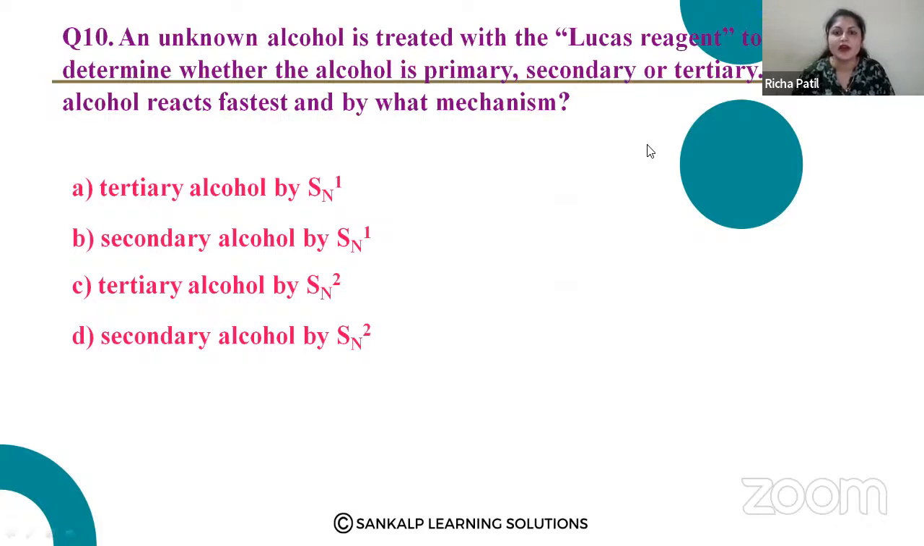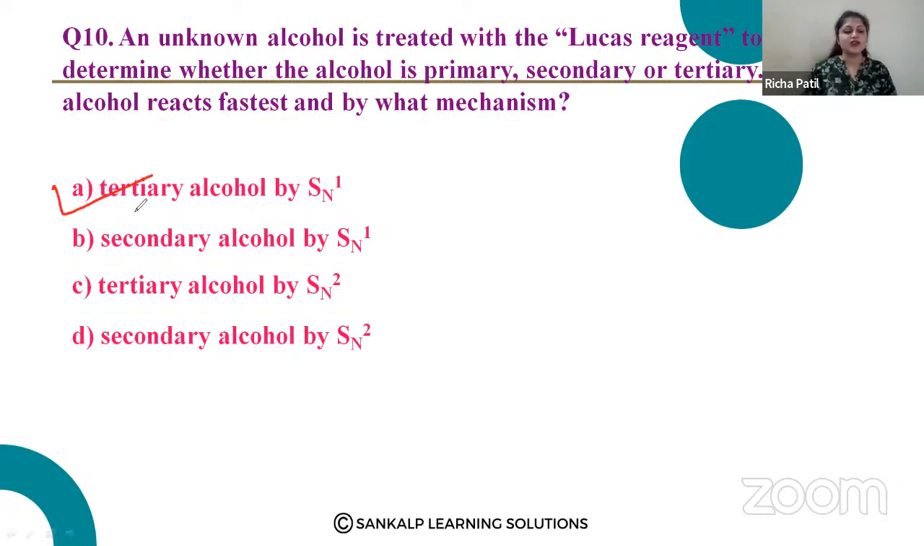Now next: an unknown alcohol is treated with the Lucas reagent to determine whether the alcohol is primary, secondary, or tertiary. Which alcohol reacts fastest and by what mechanism? With Lucas reagent, the alcohol which forms an immediate PPT is the tertiary alcohol. So the correct answer is A: tertiary, by SN1 mechanism.